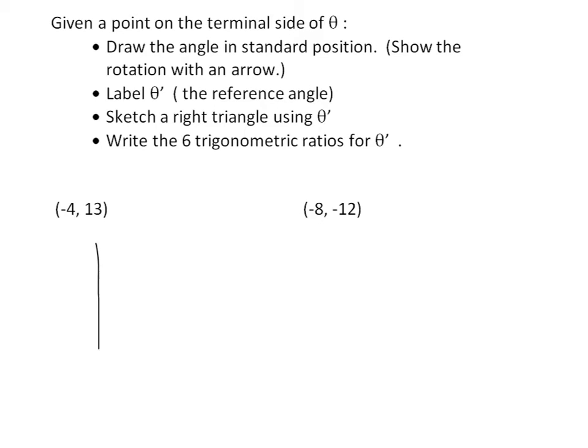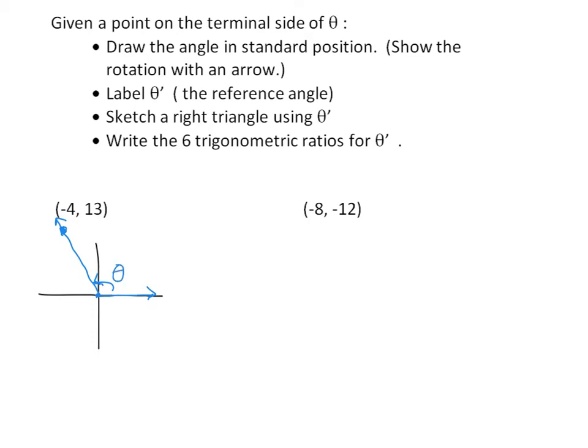First we're going to put the point -4, 13 on our coordinate plane. -4 on the x-axis, 13 on the y-axis would probably be somewhere around here. We're going to draw the angle in standard position that has that point on the terminal side. So there it is. We're going to label this as theta, our original angle.